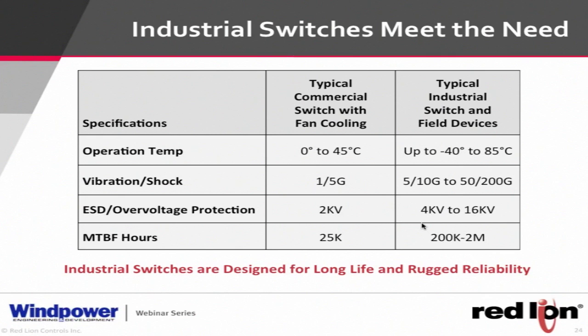So you're looking at negative 40 to 85 C, and then you look at shock and vibration, 50 to 200 Gs, and we've got over voltage protection at each one of the ports. So you've got 16 kV diodes at each one of the ports on your Ethernet interface, and then mean time between failure, and that's huge. You see that the typical commercial switch is about 25,000 hours, and that's it. That's not a long time, right?